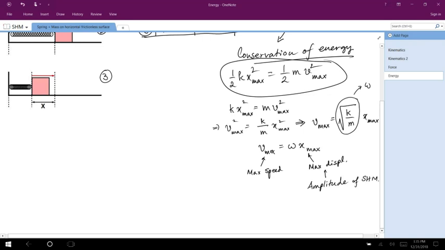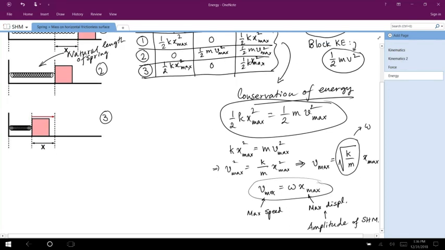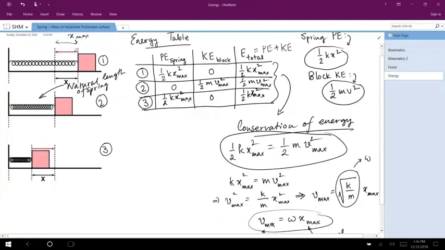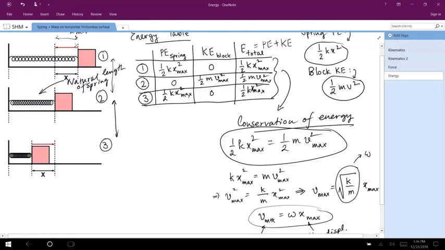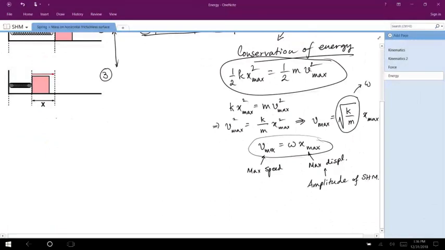Alright. So we have now checked conservation of energy and found some relationships between velocity and displacement for the scenarios 1, 2, and 3. But what happens in between 1 and 2 and in between 2 and 3? Well, conservation of energy should still apply. So let's see if that is the case. We're going to pick some arbitrary time t, and check conservation of energy.